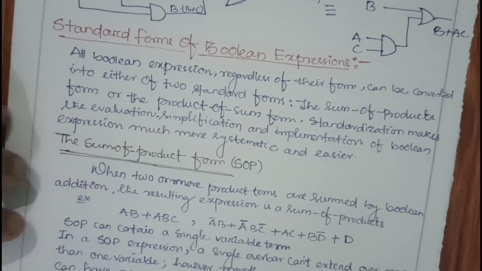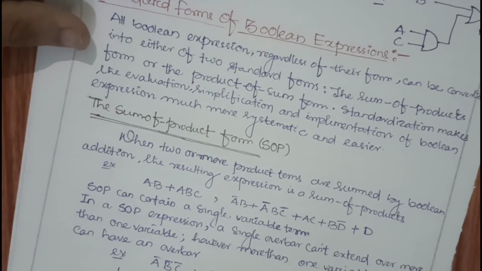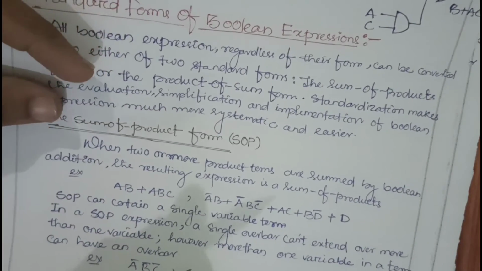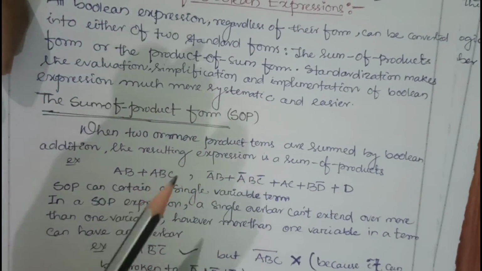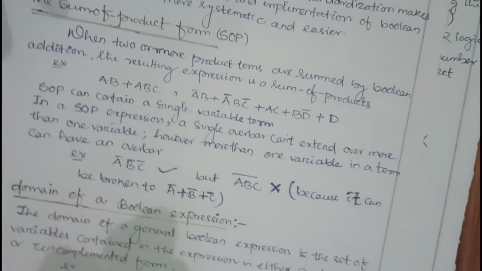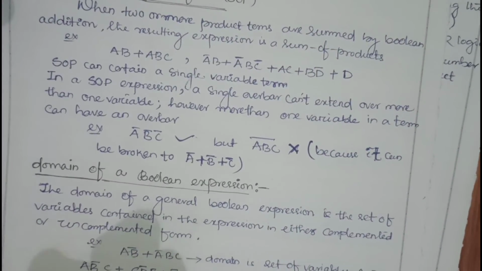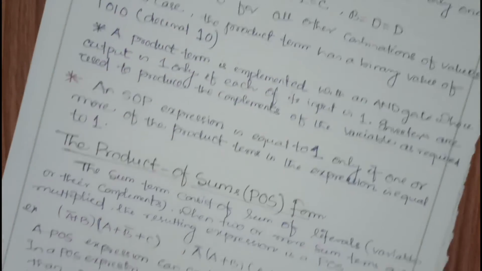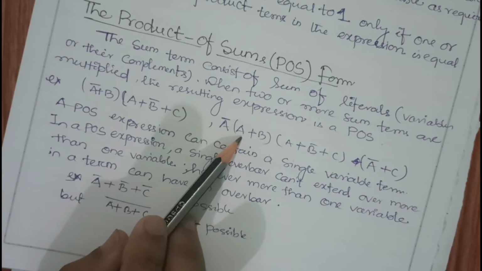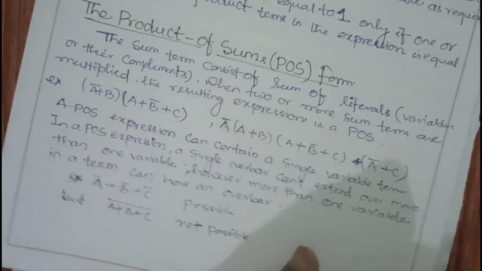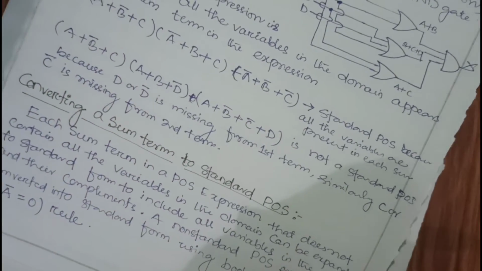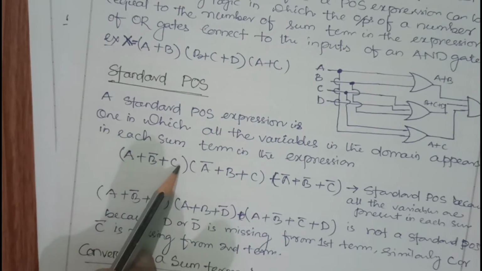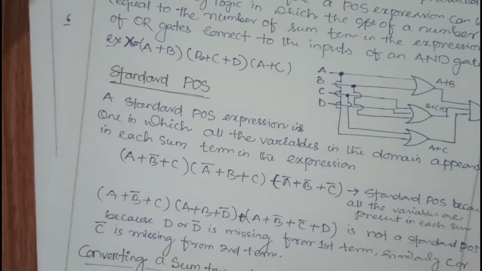And the standard forms, that is SOP and POS, we discussed in the last class, so I am not going to repeat them again. SOP means sum of products, where all the product terms are written and they are summed. Similarly, for POS, these are sum terms and they are multiplied. It can be a single value. What is standard SOP? In standard SOP or standard POS, each and every variable should be present in each term.